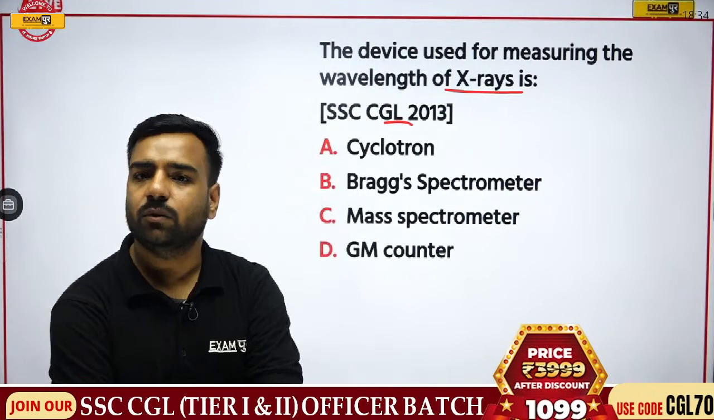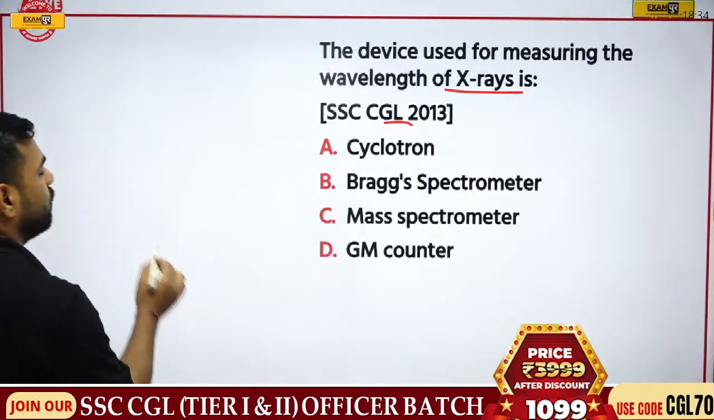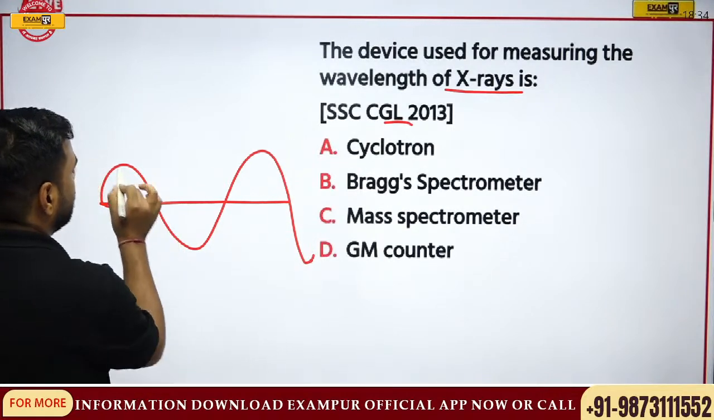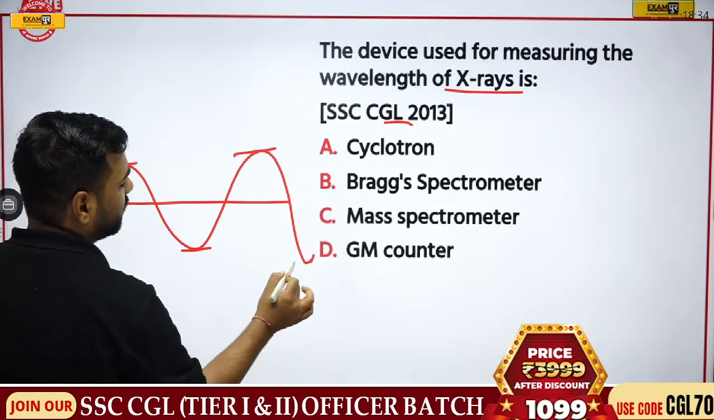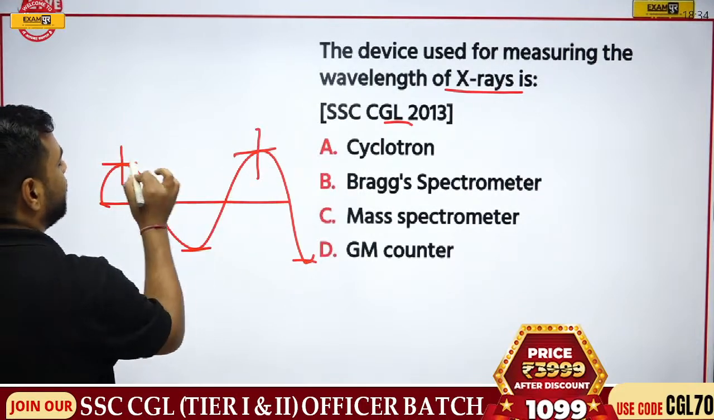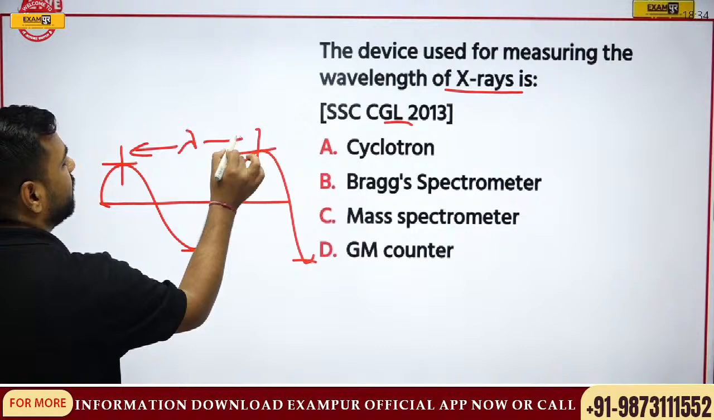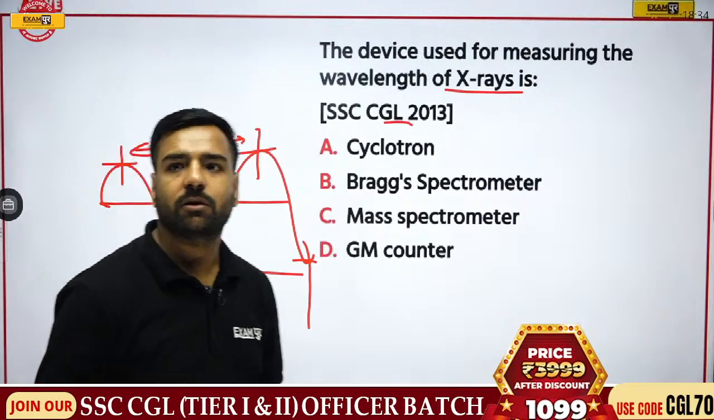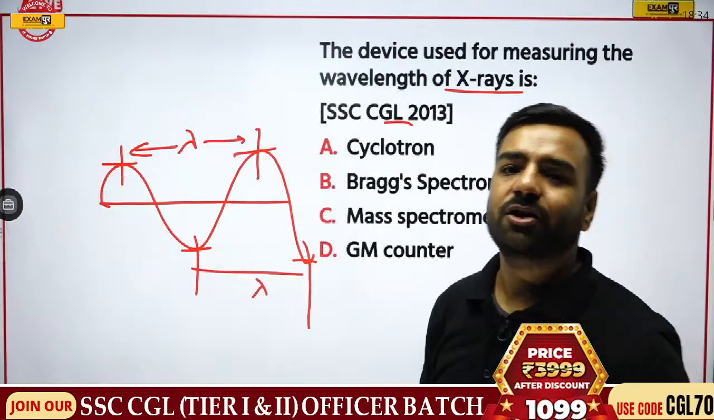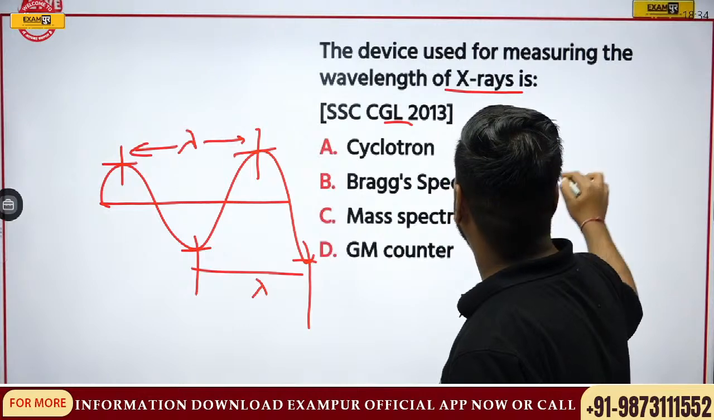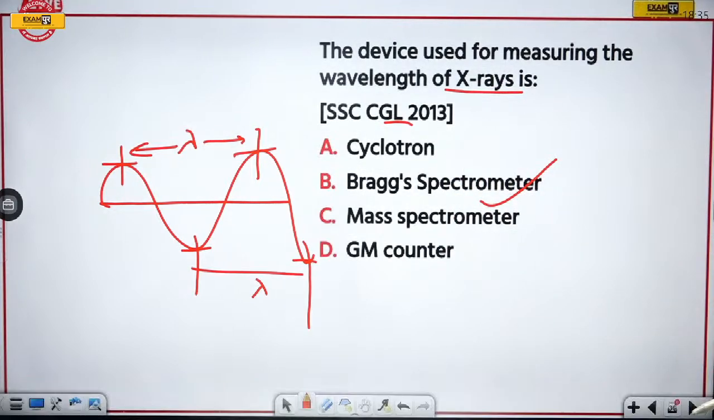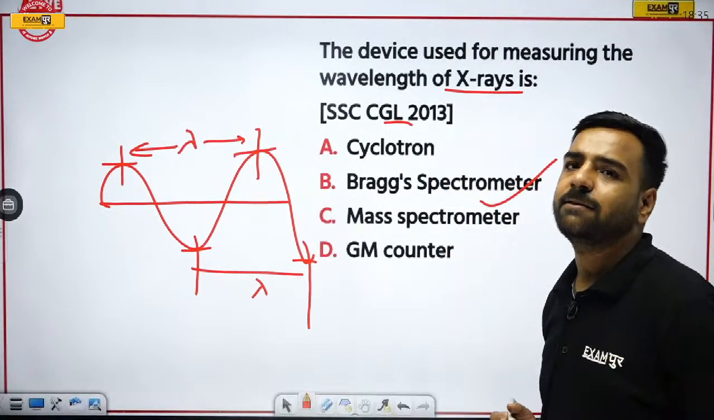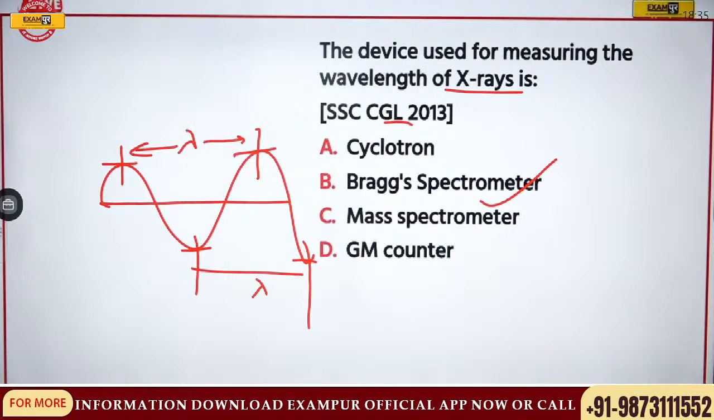Till the time I am getting your answer, let me tell you how we calculate the wavelength. For calculating the wavelength of any wave, just have a look at any two troughs or crests. Just measure the distance between them, which is given by lambda. This is your wavelength. Simple. Got my point? So yes Ganesh, totally correct. Bragg spectrometer is the correct answer. It is the device used for measuring the wavelength of X-rays. And Naina, you are absolutely correct. Great Naina. Great, awesome Ganesh.